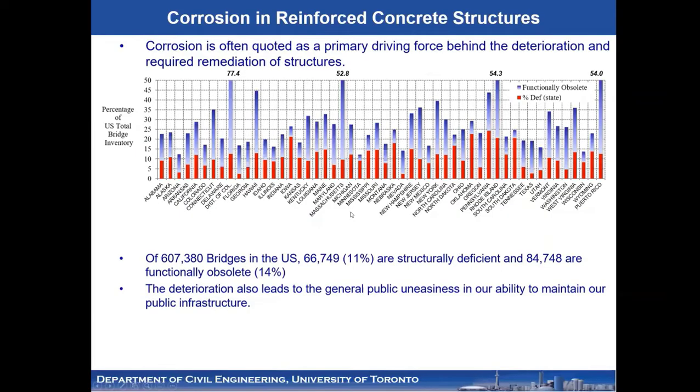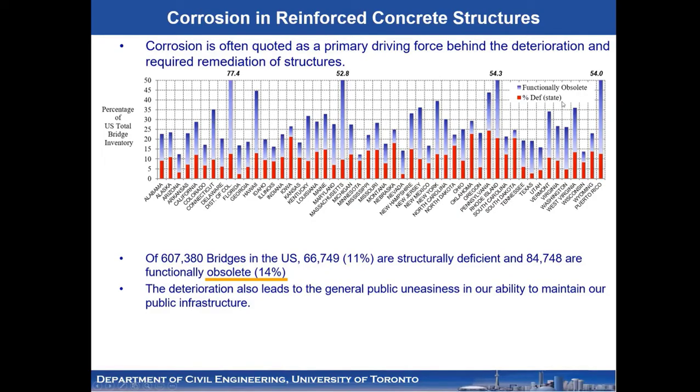I also put together the data from the US bridges. No other country keeps a record like this. My feeling is that in the near future we may see something like this from China, but the Europeans are not keeping it. The Americans, when I put this together, had about 607,000 bridges. Of that, 11% were structurally deficient, and 14% could not be used because they were obsolete.